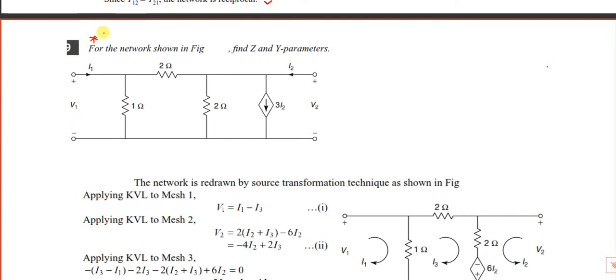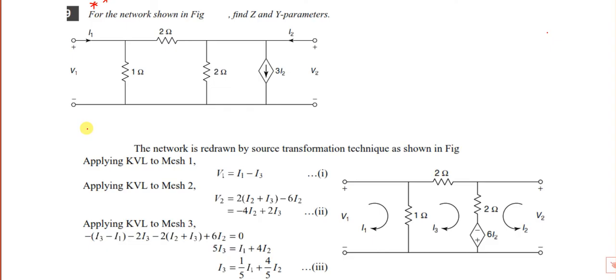Next, a very important problem. They'll ask a dependent source problem, and they'll ask you to find the z and y parameters together. It is asked for 10 marks. You have to find the z and y parameters for the given network shown. So for finding the z parameters, you have to apply KVL.